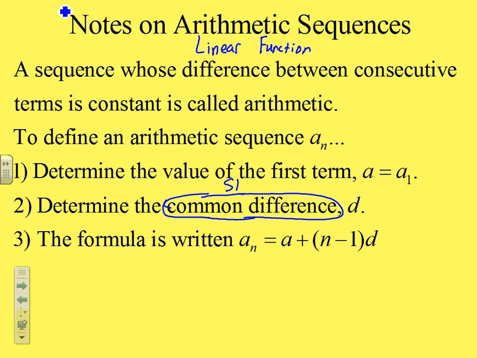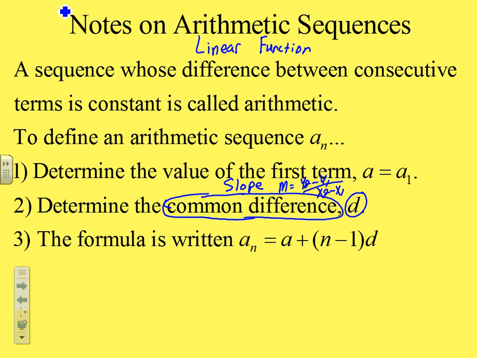This is what we would refer to as the slope of the linear function, which could be found as y2 minus y1 over x2 minus x1. Well, here they call it d, okay, for common difference.